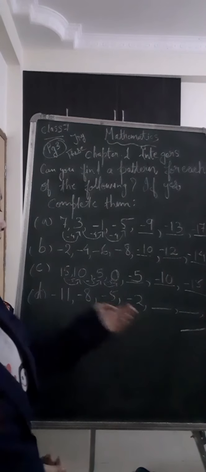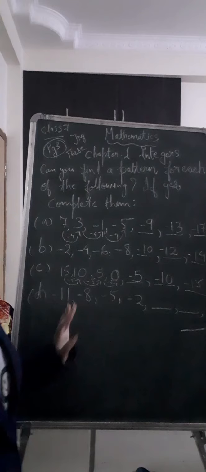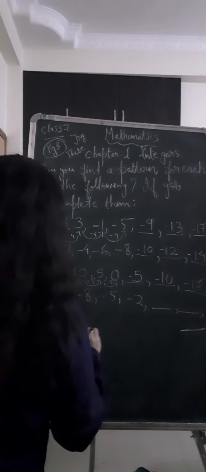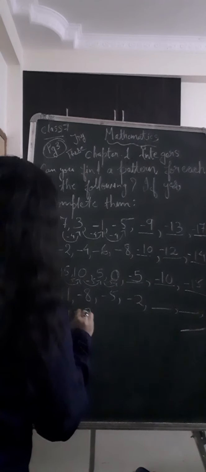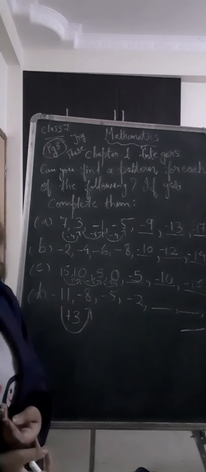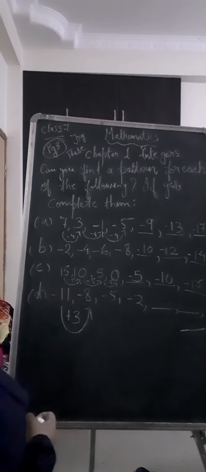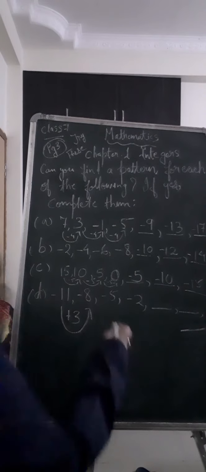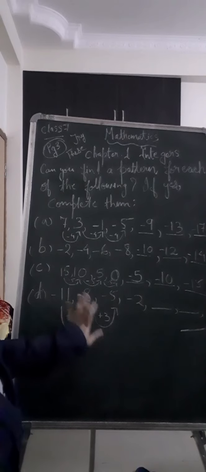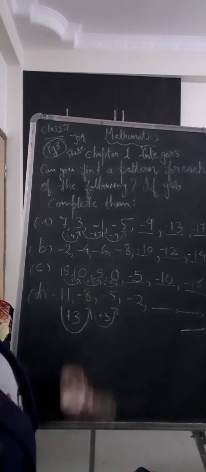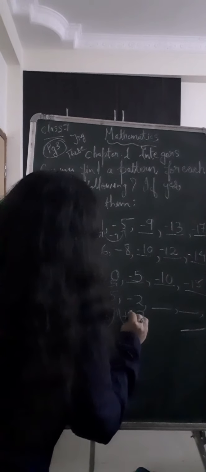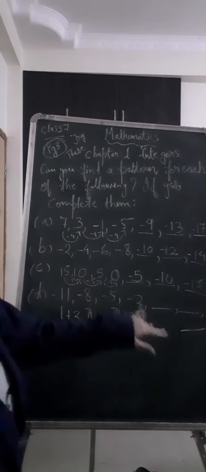Now over here, next one, -11 is becoming -8. So how will -11 become -8? When I add 3 to -11, it will become -8. You can see -11 plus 3 gives us -8. Now similarly, -8 plus 3 will give us -5. So every time we are adding 3 to the given term. Now -5 plus 3 will give you -2. So every time we are adding 3 to the given term.